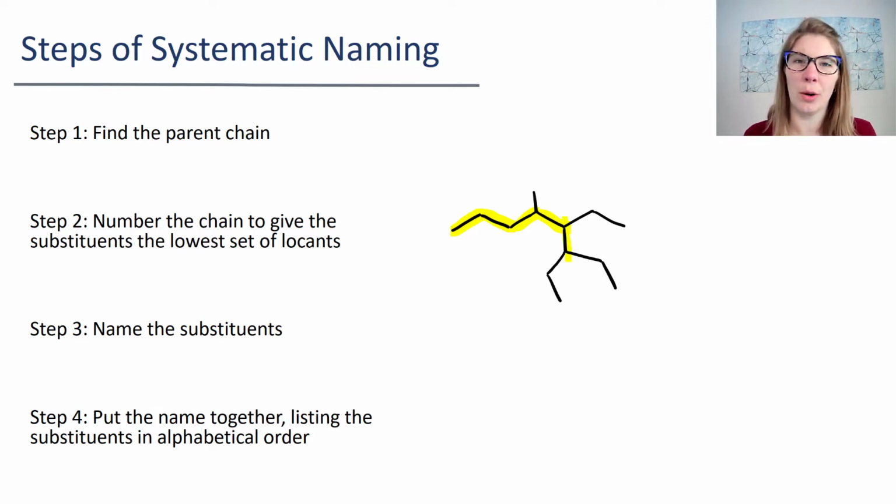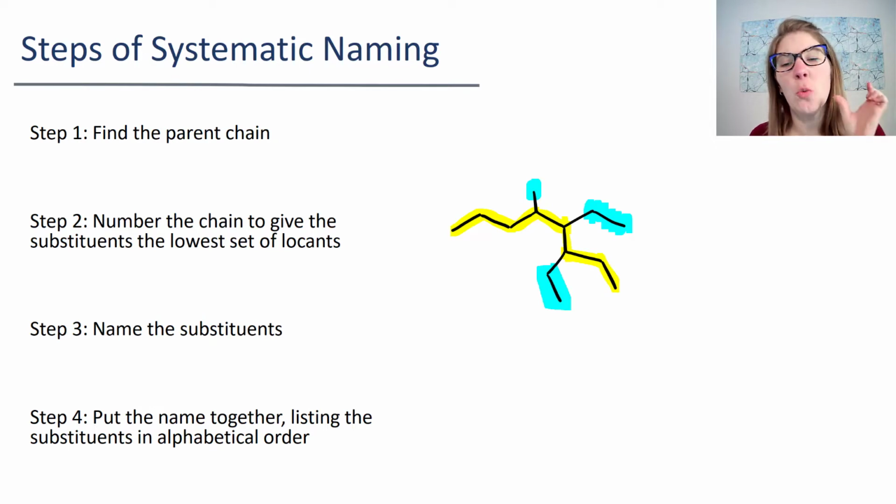And now I could go left or right. And in this case, it doesn't matter which direction you go, right? You get the same molecule and the same name no matter what, so you can just pick a way. So I've found my parent chain. Now what I want to do is find my substituents. So here are my substituents. And I'm going to number my parent chain so that my substituents get the lowest set of locants. Remember, locant is location. It's where the substituent is attached to the parent.